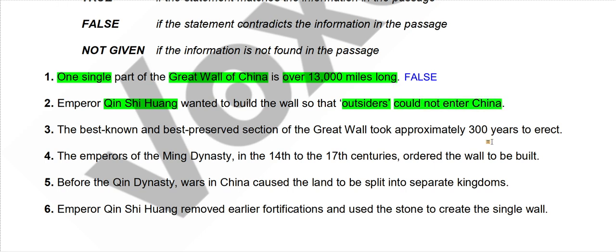So if this emperor built the wall so that he could stop outsiders coming into China, we will say true. But if the wall was built for some other purpose, rather than stopping outsiders, we will say false. And if we don't know the purpose of building this particular wall, we will say not given, because we cannot say true or false to that.